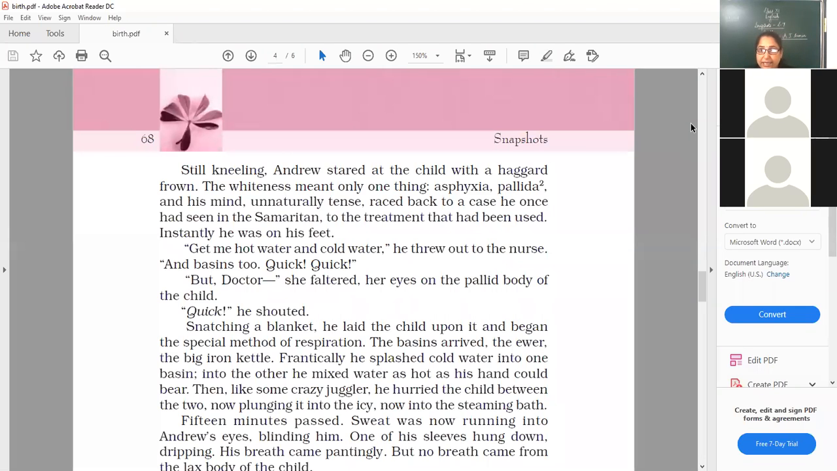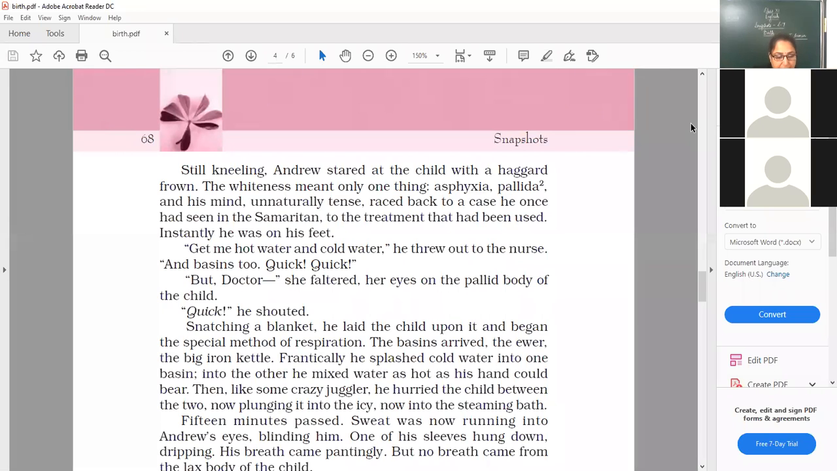So I said he is taking an exam and he is trying all what he has learned. And this was his practical experience which he was applying. The basins arrived, the ewer, the big iron kettle. Now what is this word ewer?